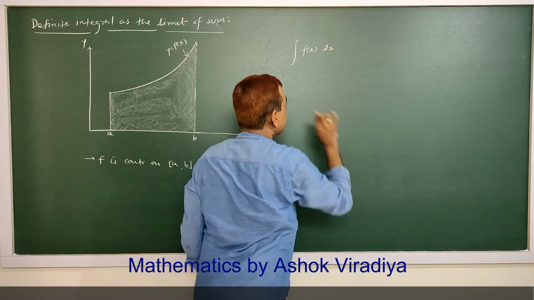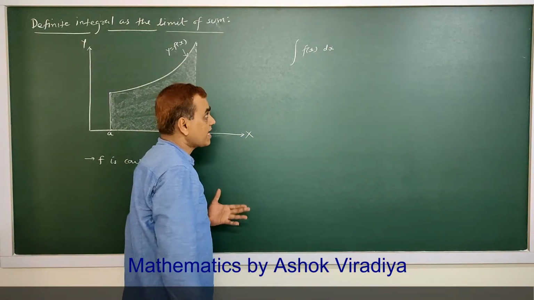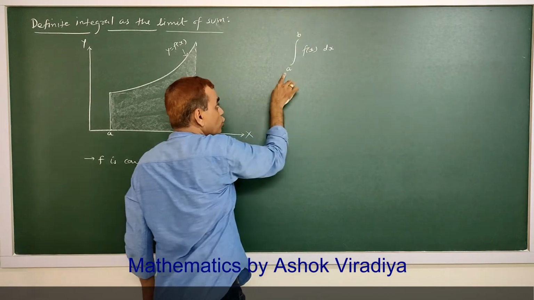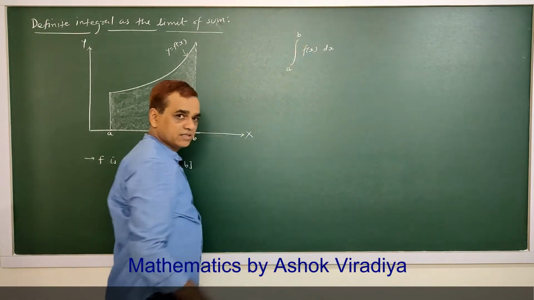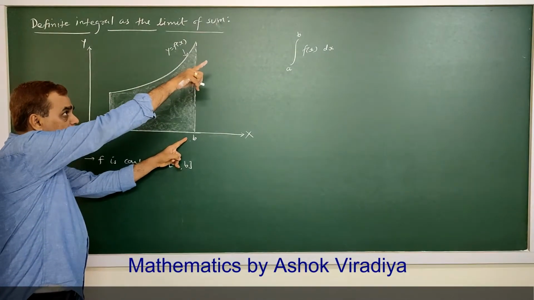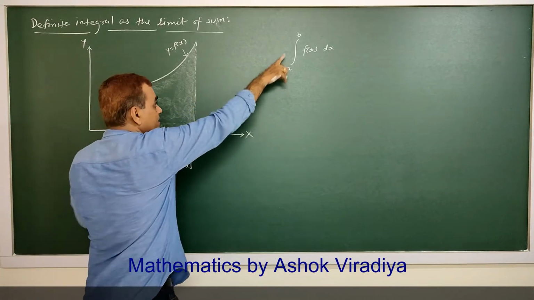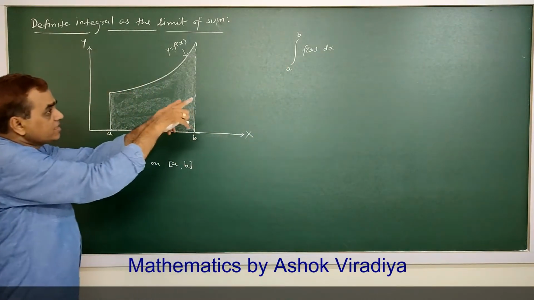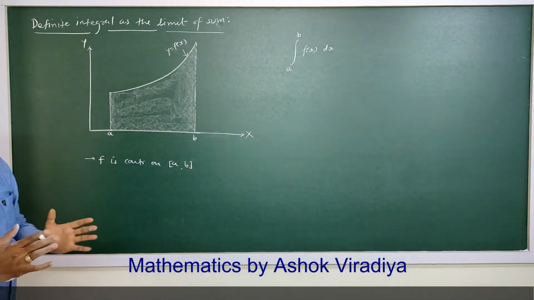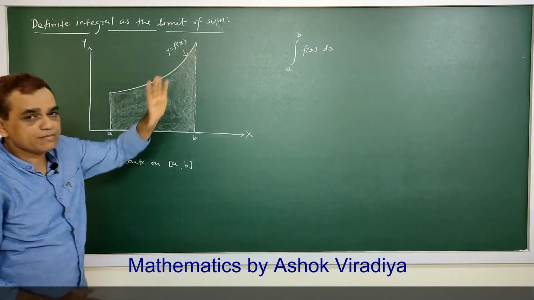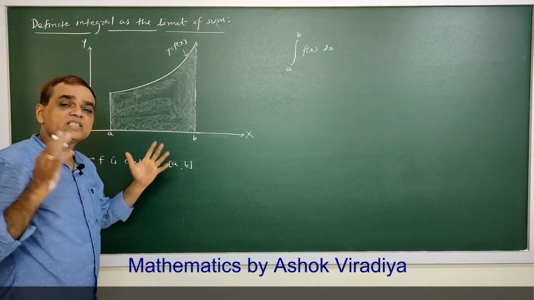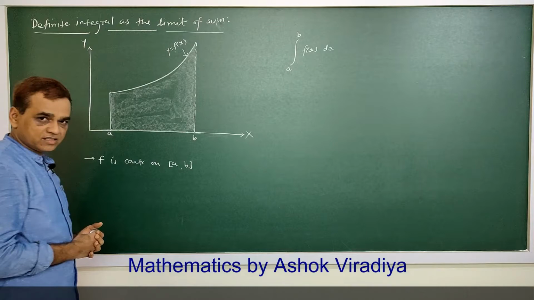So what we do, we integrate f(x) with respect to x. Closed interval a to b, a is the lower limit, b is the upper limit. Lower value is kept at the lower end, upper value at the upper end. This is the lower limit, this is the upper limit. This is the definite integral of f(x) on the closed interval a to b. It calculates this area. Now there is a method to calculate the area.